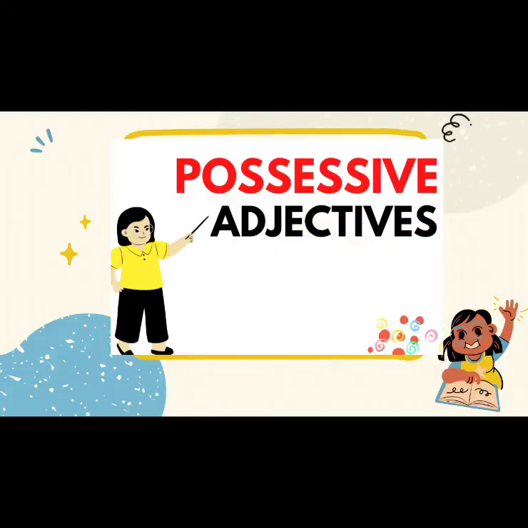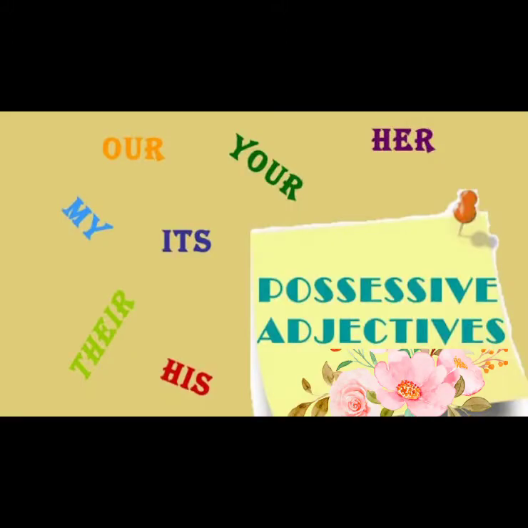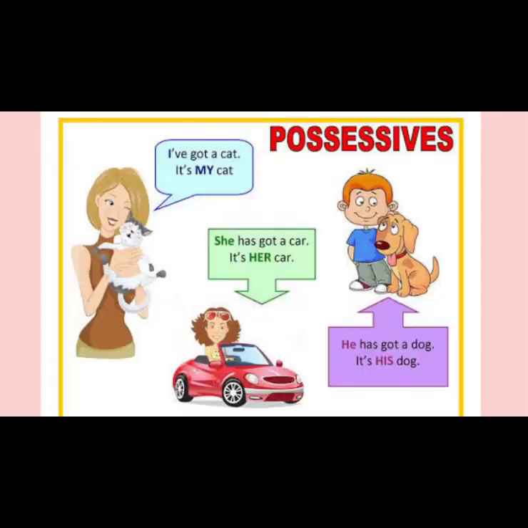Possessive adjectives. These indicate possession or ownership. Examples of possessive adjectives are my, your, its, his, her, our, and their. I've got a cat. It is my cat. He has got a dog. It is his dog. The examples there point out who owns the cat or the dog. It is my cat. It is his dog. Both are examples of possessive adjectives.